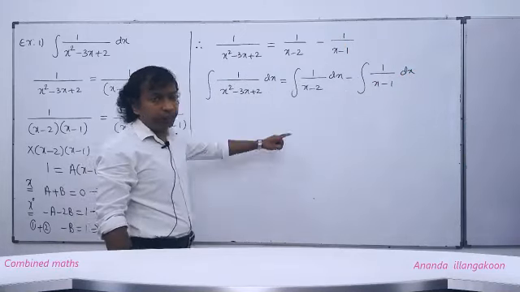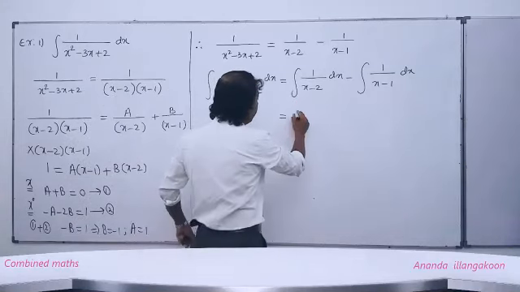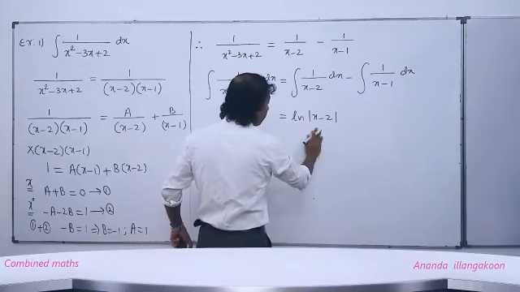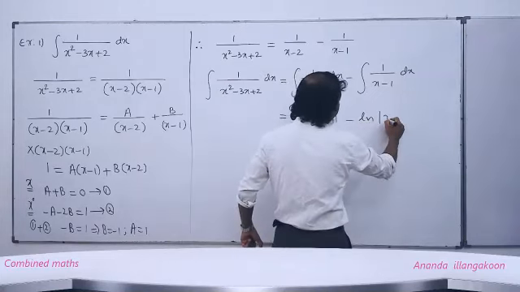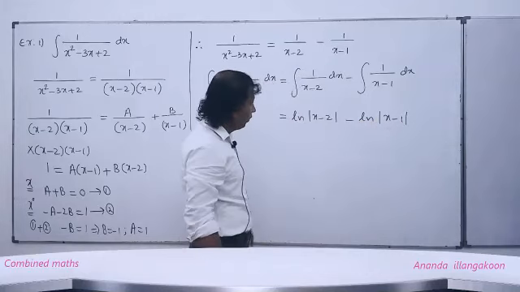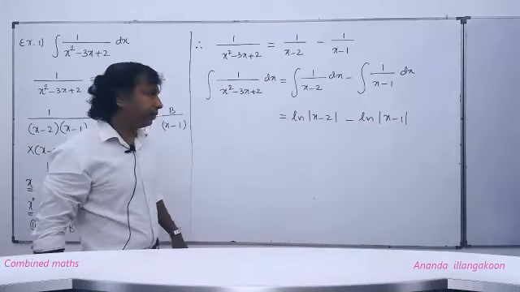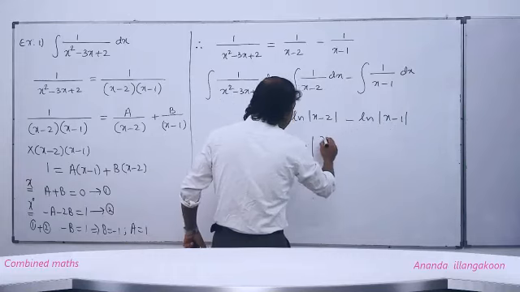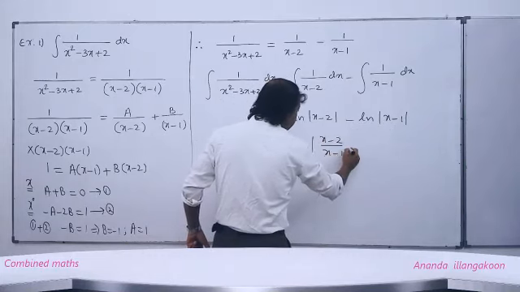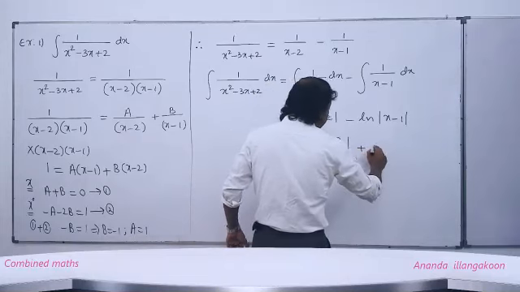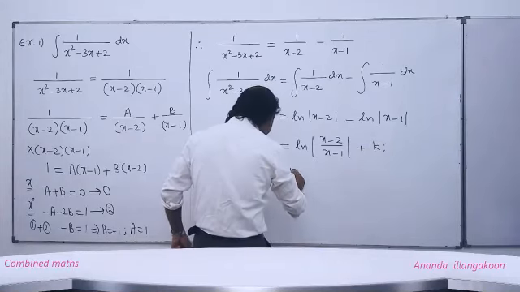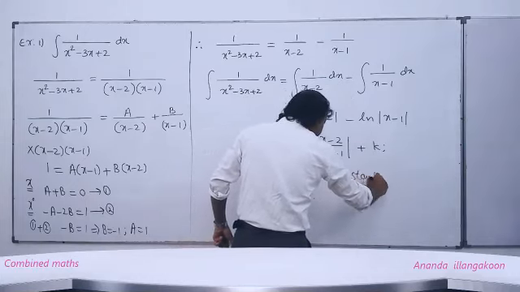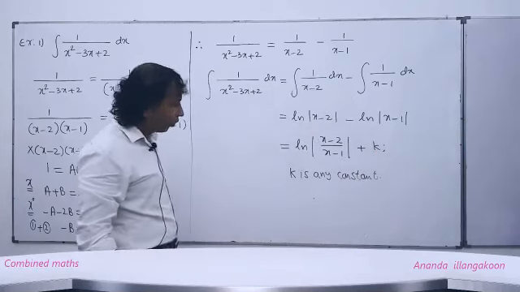Now you know how to integrate this. This is ln modulus of x minus 2 divided by x coefficient 1. The same thing we get, minus ln modulus of x minus 1. This way, people, difference of two log terms, we can write ln this divided by this. You know that formula under logarithm we learned. And we write a constant, say K is any constant. This is how we take that answer.